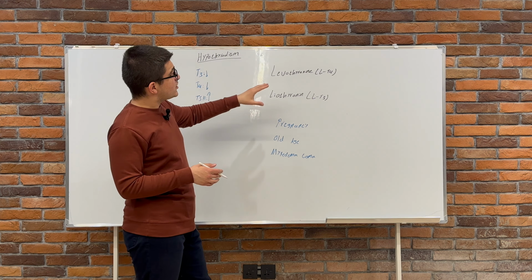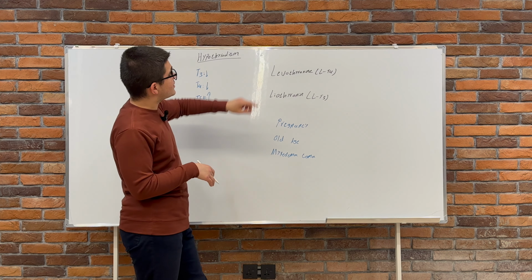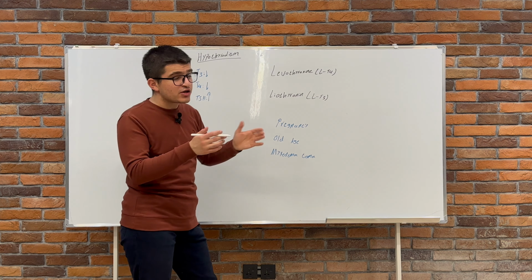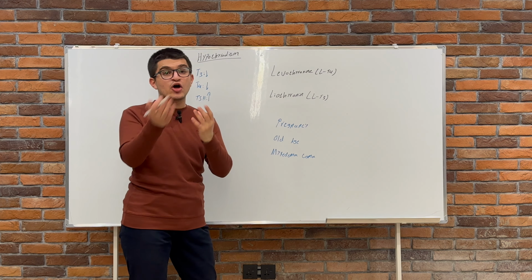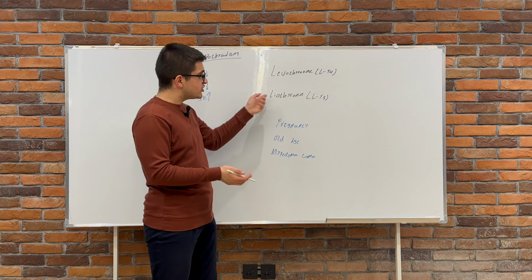Another thing to keep in mind is whether they are slow acting or rapid acting. Levothyroxine is T4. It should be converted to T3, then it can work. So it is obviously slow acting. This one is immediately T3.